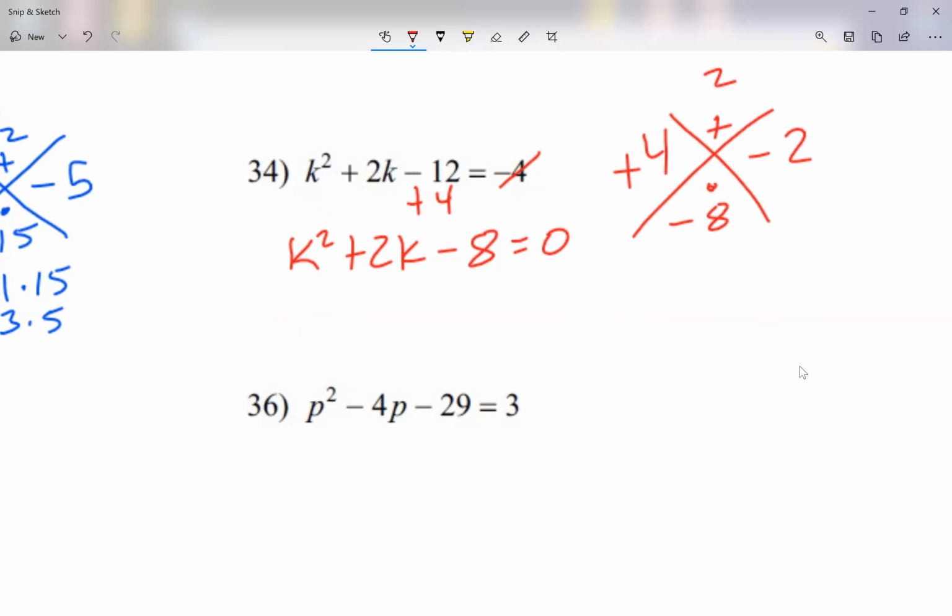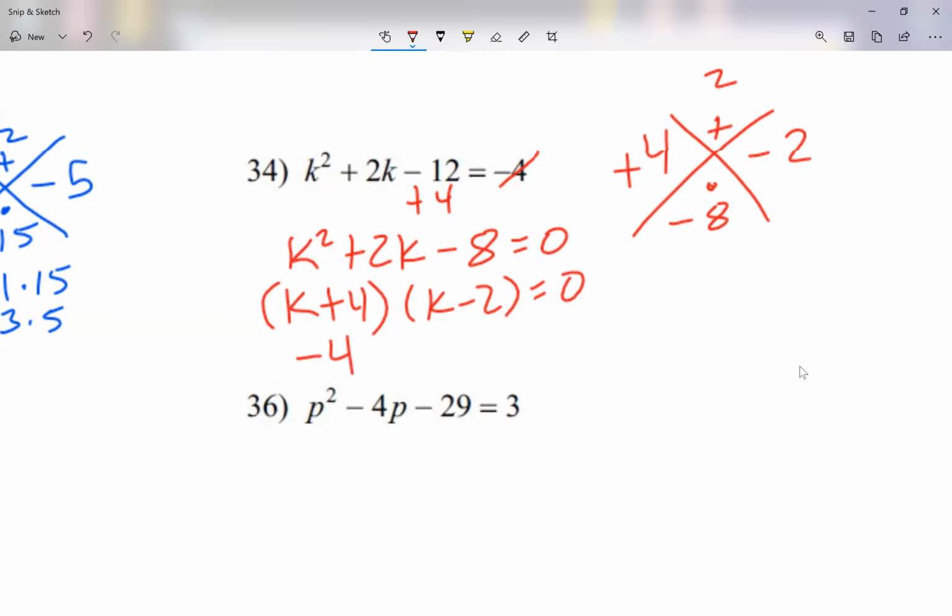So I break my parentheses. I factor this as k plus 4, k minus 2 is equal to 0. And then I start asking myself, what are the values of k that make each parentheses equal to 0? For the first parentheses, I'm going to say negative 4. And for the second parentheses, I'm going to say 2. So those are my solutions, negative 4 and 2.